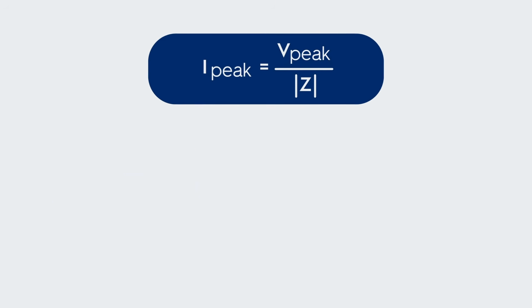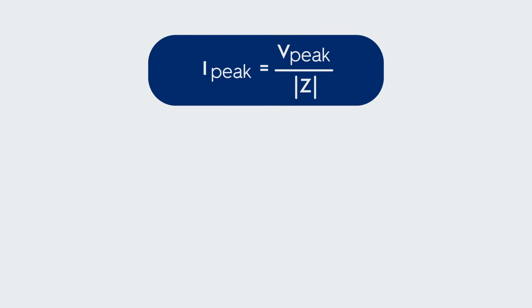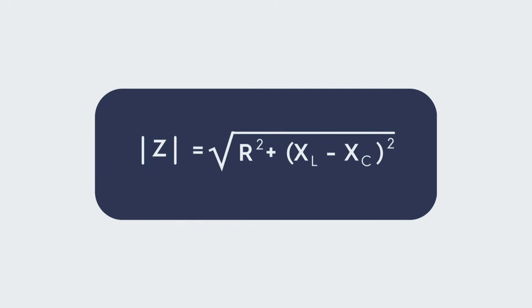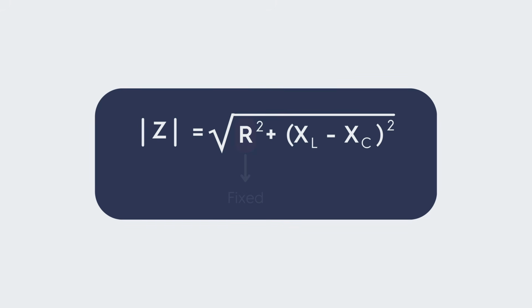The peak current equals the peak voltage divided by the impedance magnitude. If the voltage stays the same, the current gets biggest when the impedance magnitude gets smallest. In a series RLC circuit, impedance depends on resistance and on the difference between inductive and capacitive effects. Resistance doesn't change with frequency, but the reactive part does. So we hunt for the frequency that makes that reactive difference as small as possible.